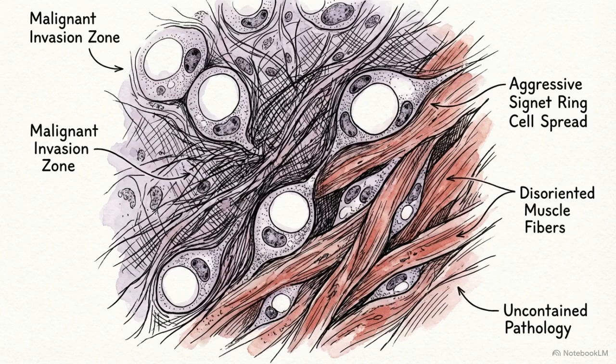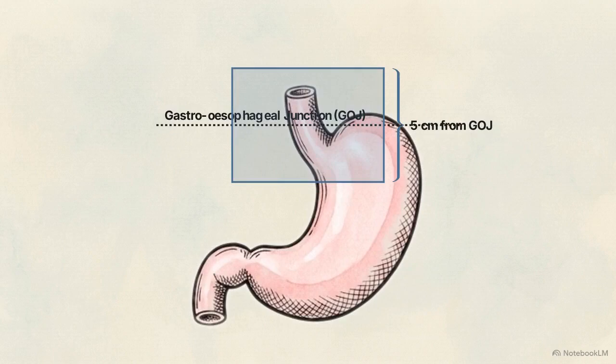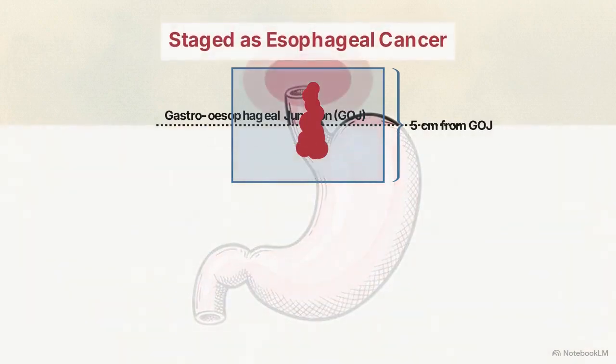a significantly worse prognosis. This diagram highlights a strict boundary within the UICC-TNM staging system. If a tumor's epicenter is located within a 5-centimeter zone around the gastroesophageal junction and extends upward, it is staged and treated as an esophageal cancer, not a gastric one.